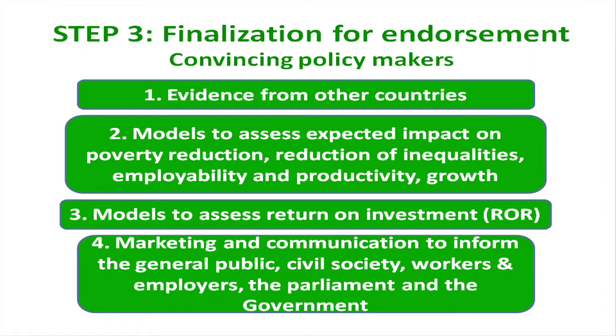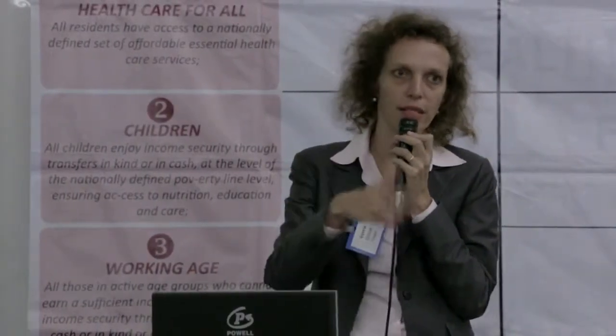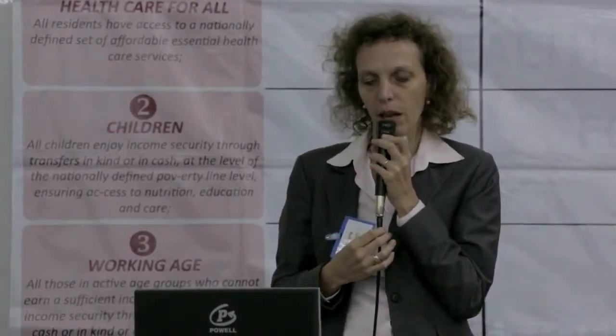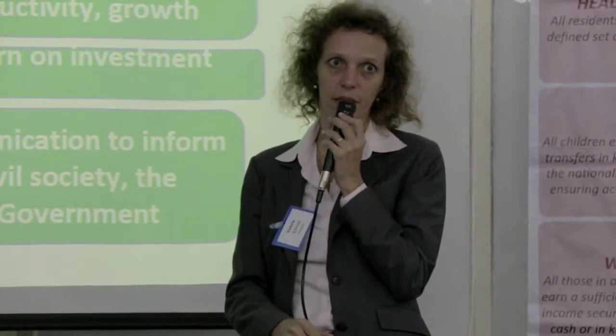Another way, as Cambodia seems to have started doing, is to develop these models of return on investment to show that if they invest today in social protection, in the future they will have a positive return. You can have other types of models to show the impact of this kind of benefit or that kind of benefit on poverty reduction, etc. And finally, I think there are a lot of things to be done on marketing, communication, and all these things that we are sometimes forgetting.